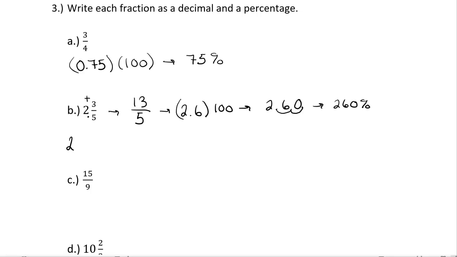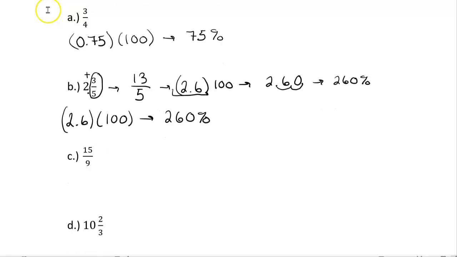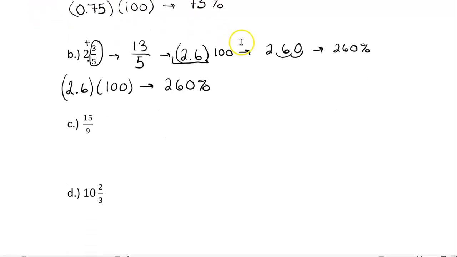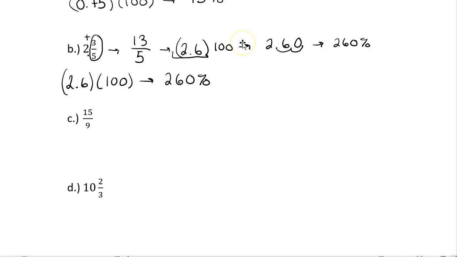If I didn't want to convert to the improper fraction, instead what I could do is pull out the 2, divide the 3/5, so 3 divided by 5, which gives me 0.6. So notice I ended up getting the same thing as I did up here. And now I multiply by 100, and that gives me 260%. So 2 different ways. You pick which way you prefer, and you may switch back and forth. It does not matter. So try C and D.